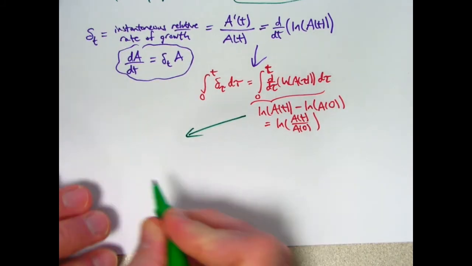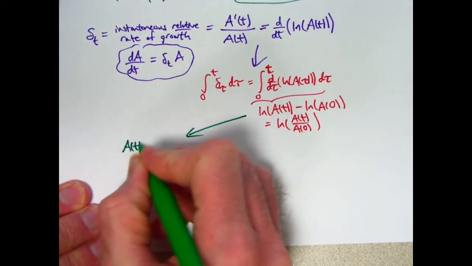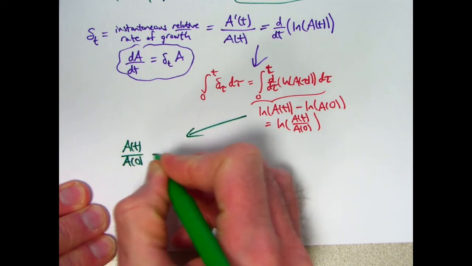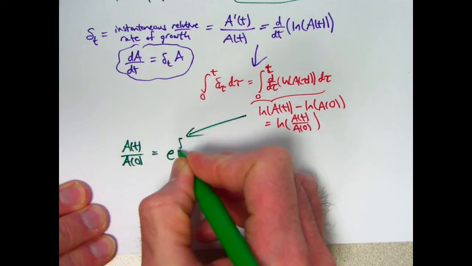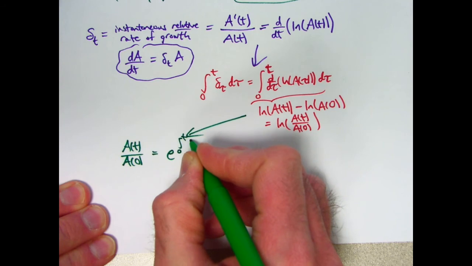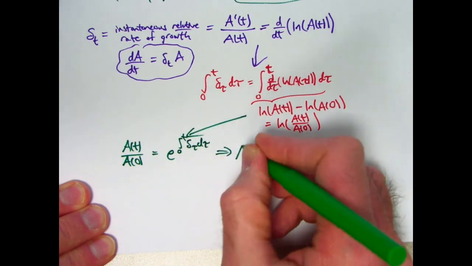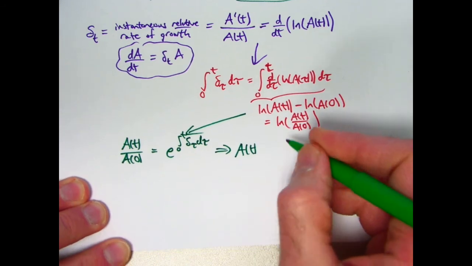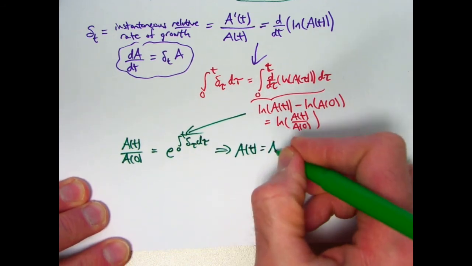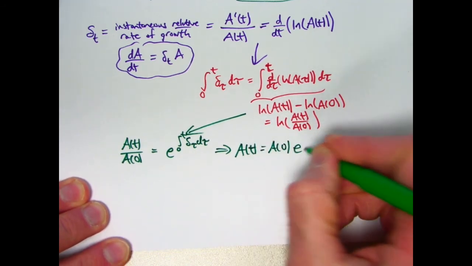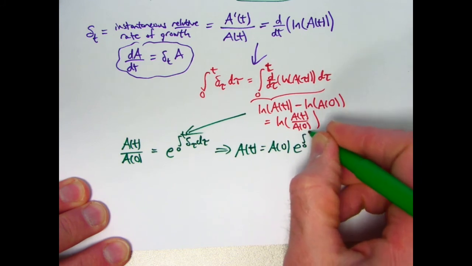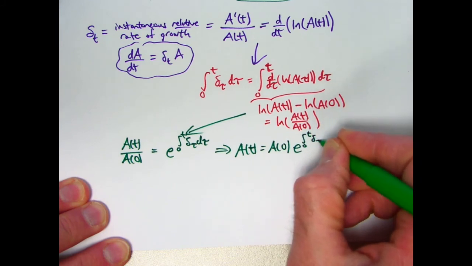Let me also rearrange here. We get A of t divided by A of 0 is e to the integral from 0 to t of delta sub tau d tau. So A of t is the initial amount, A of 0, times e to the integral from 0 to t of delta sub tau d tau.